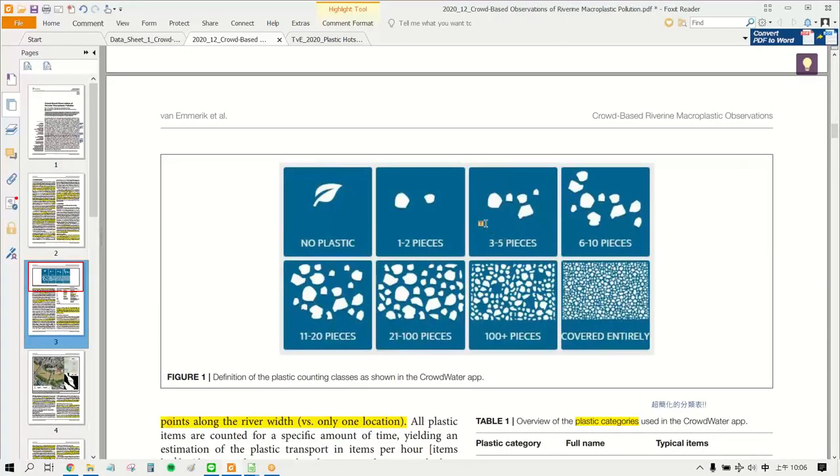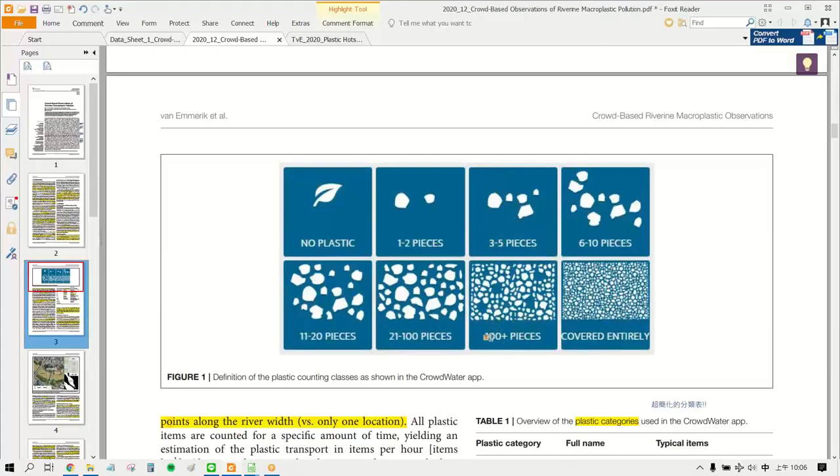Probably like here, if one data point collected by the mobile app said that in 2 minutes, 3 to 5 pieces of plastic cross the river, the transportation will be 3 plus 5, divided by 2. So there will be 4. It's just the mean number of this category.